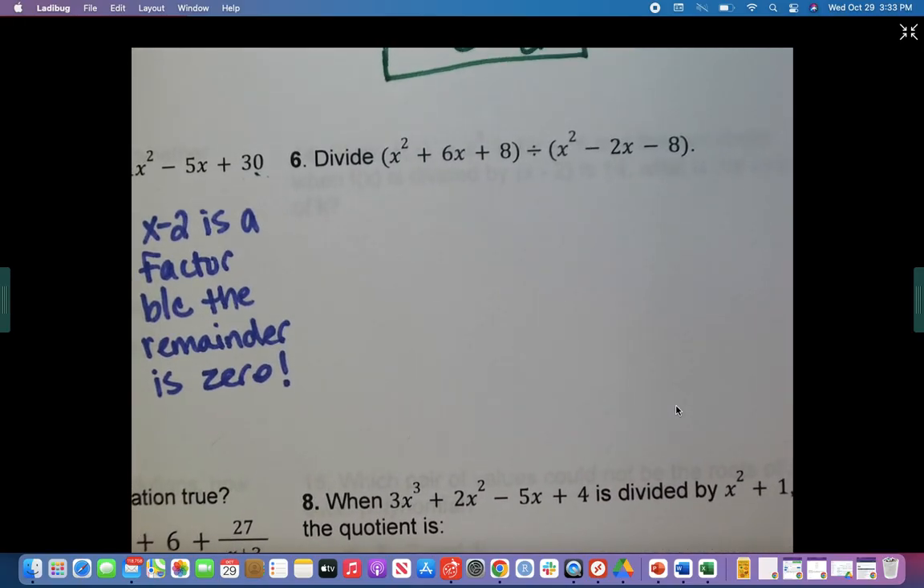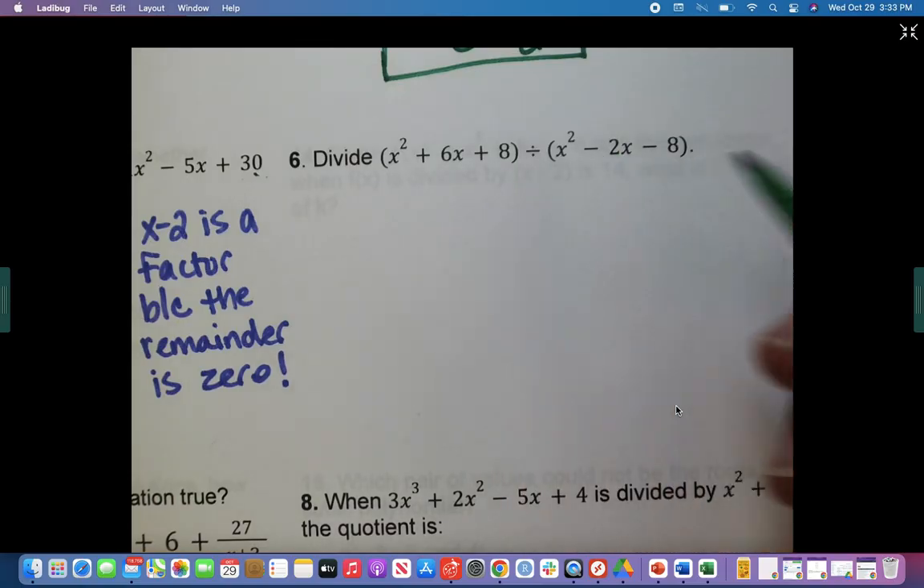So on number 6, you would actually do polynomial long division on this one because your divisor is quadratic. I did not talk about this. And on the test, this problem is multiple choice, so I did show y'all how to match the graph. But for this problem, I am going to work it out the way it's supposed to be worked out.